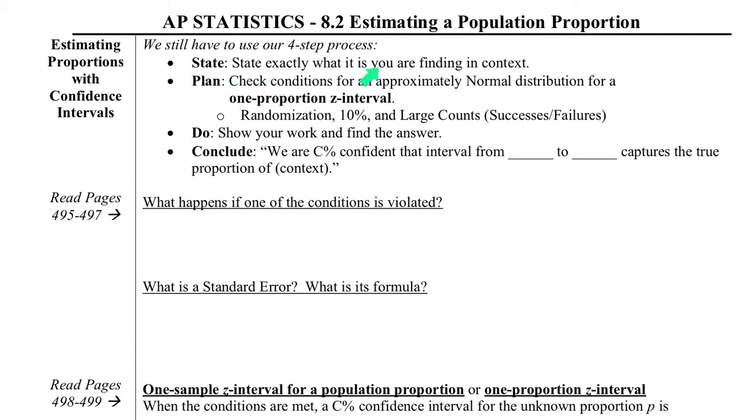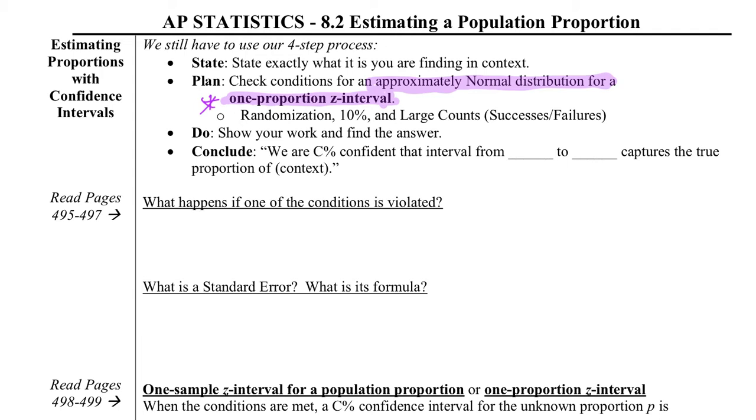So state exactly what it is you're finding, using context. Your plan is going to be the three-part check for your conditions, but when you are done, you are going to add this statement: the conditions were met for a normal approximation for a 1 proportion z interval. I cannot stress enough that this little statement is so important to add to the end, and we're going to look at a problem that shows that.